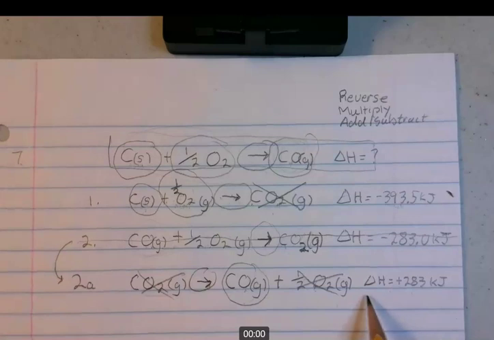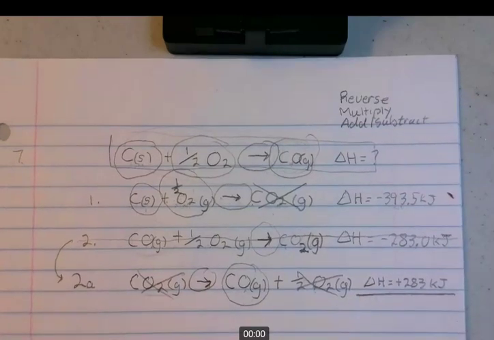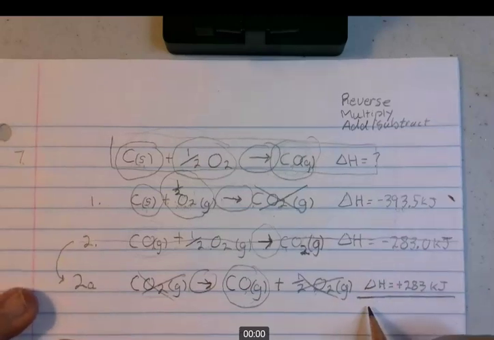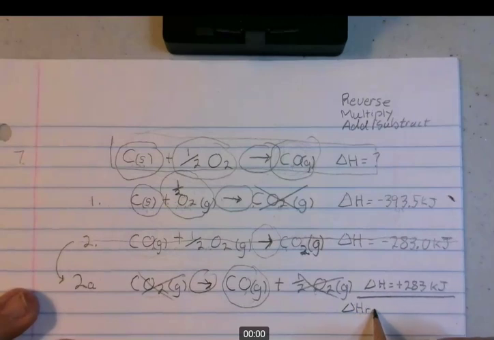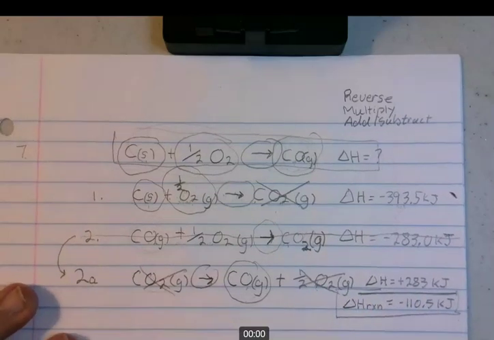So now we're ready to do our arithmetic here. We're going to say that negative 293.5 minus 283 gives us a delta H of reaction, which equals negative 110.5 kilojoules. And that is the answer to that.